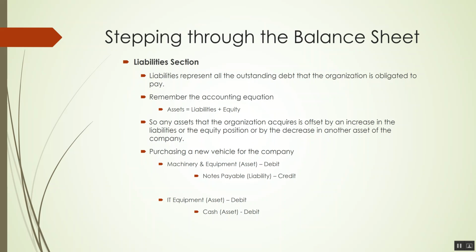Taking a look at some examples here. If we're acquiring some machinery and equipment, that's a form of a fixed asset. If we were going to buy a new piece of equipment, we would debit that account, and we could book an offsetting credit to a note payable or a standard accounts payable. When we credit the liability, remember that is what increases the liabilities. Assets are increased by way of a debit to the account, whereas liabilities are increased by way of a credit to the account.